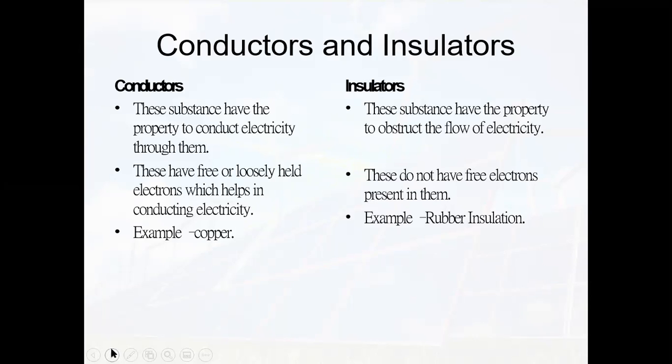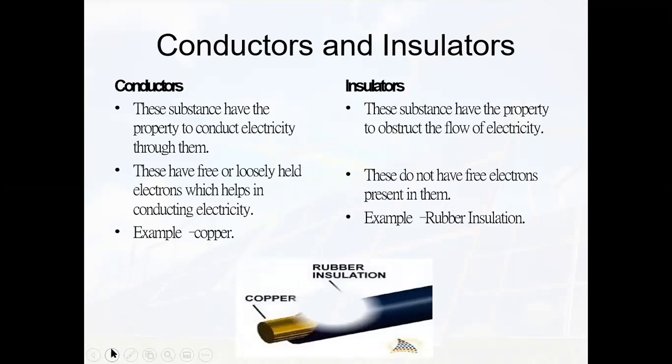For example, metals like copper are examples of conductors. And examples of insulators are rubber and plastics. Metal, copper is a conductor, and rubber is an insulator.